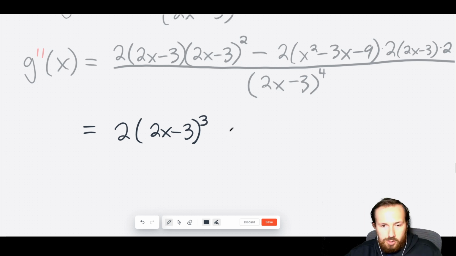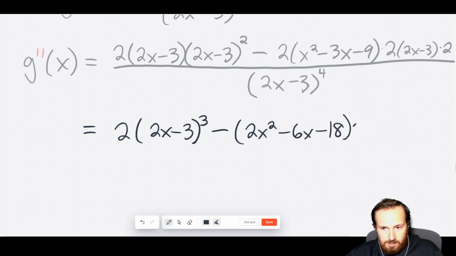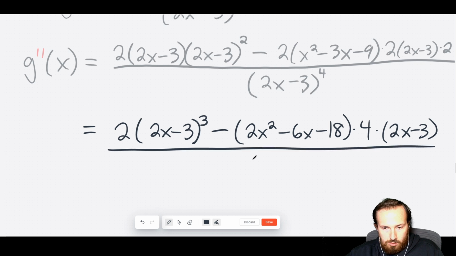And then the real question is what happens over here. So this will be minus 2. I'll distribute it all the way through, but minus 2. Well, actually I can probably simplify like this. I'll say just 2x squared minus 6x minus 18 times 4 times 2x minus 3, and then all over 2x minus 3 to the 4th.